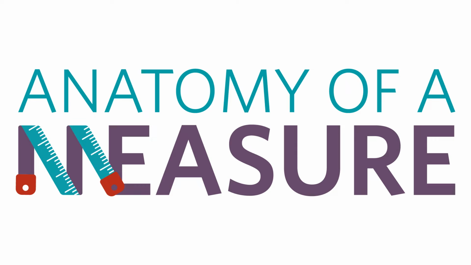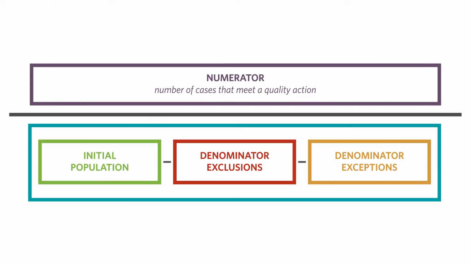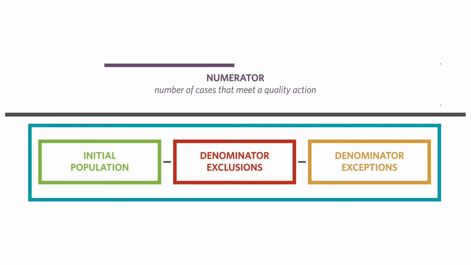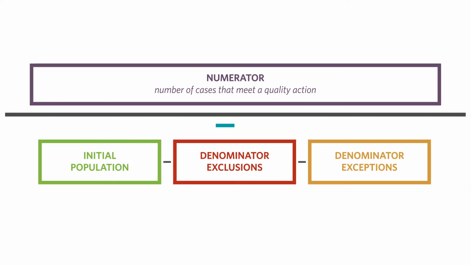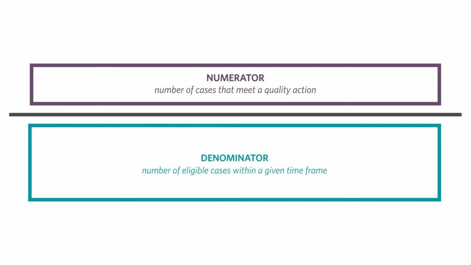Clinical quality measures include technical specifications that are the instructions for calculating the measure. The AAO-HNSF clinical quality measures are categorized as proportion measures where performance is derived by dividing the number of cases that meet a quality action, the numerator, by the number of eligible cases within a given time frame, the denominator.